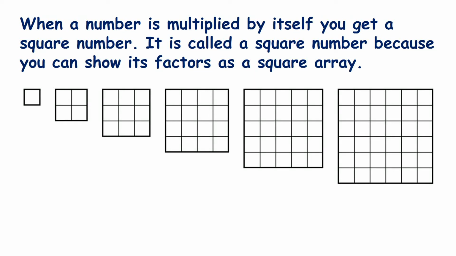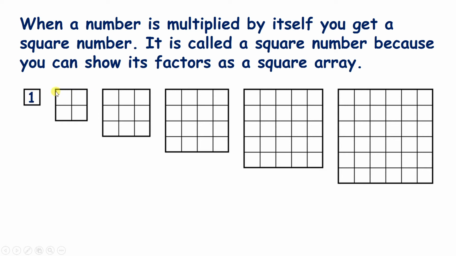When a number is multiplied by itself, you get a square number. And it's called a square number because you can show its factors as a square array. So here we just have one square.